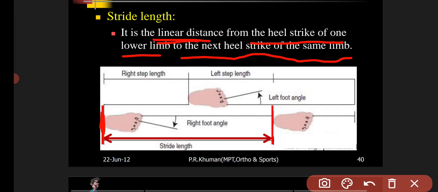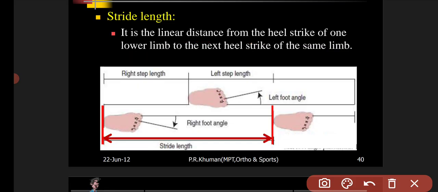Suppose this is the right foot. Here is the heel strike of the right foot. Next, it is the left foot, here is the left heel strike. But the length from here to the next heel strike of the right foot only is known as the stride length. Here is the heel strike of the right foot, and here is the heel strike of the right foot again. The length between these is known as the stride length.